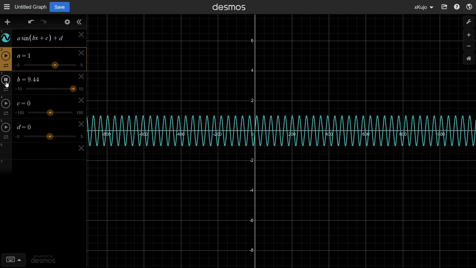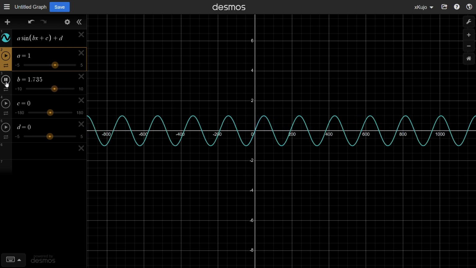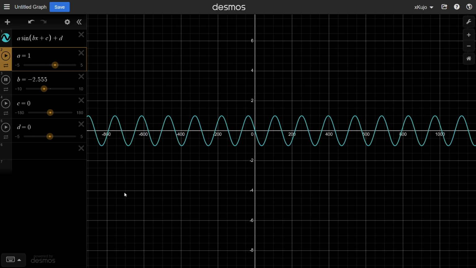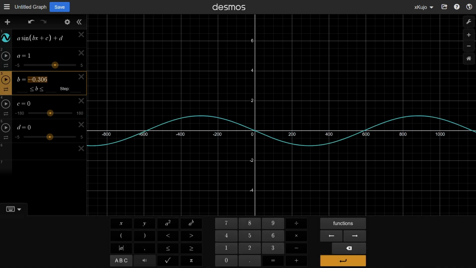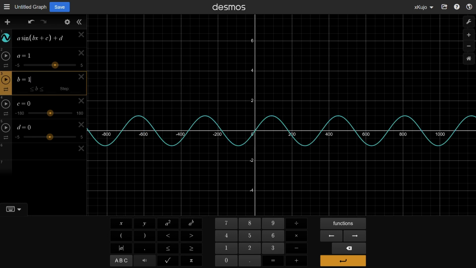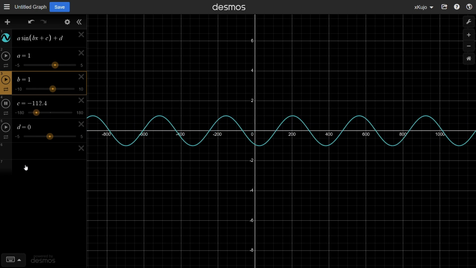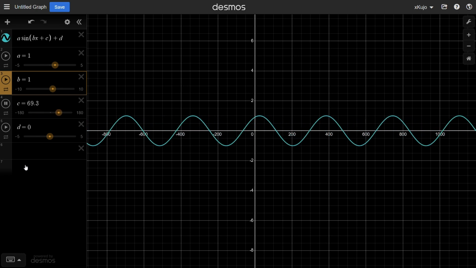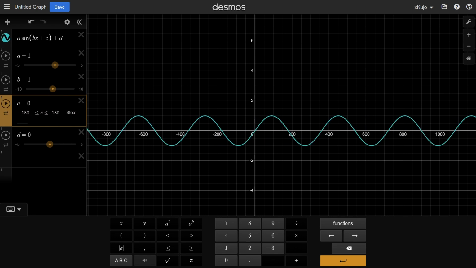Increasing the magnitude decreases the period, and decreasing the magnitude increases the period. Just like a, which is the amplitude, negative values of b will also reflect the curve at the x-axis. So we can say that minus sine x is equal to sine minus x. As for c, it will shift the curve horizontally, or phase shift. A positive increase shifts the curve to the left, whereas a negative increase shifts the graph to the right.